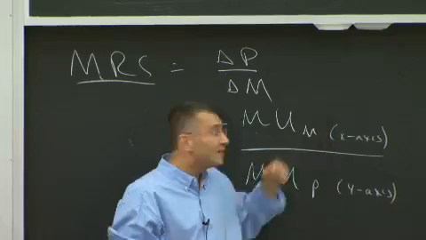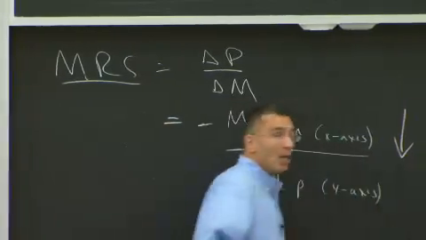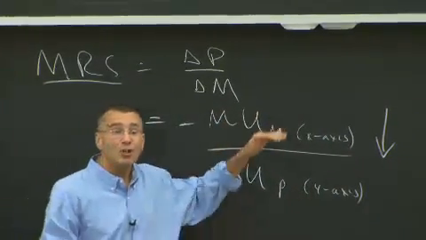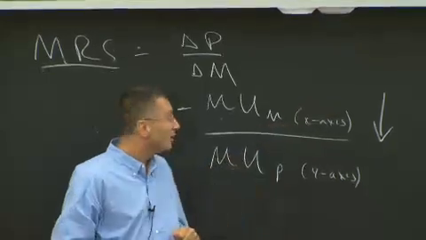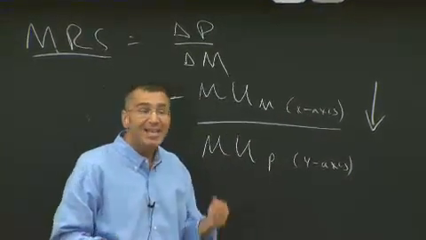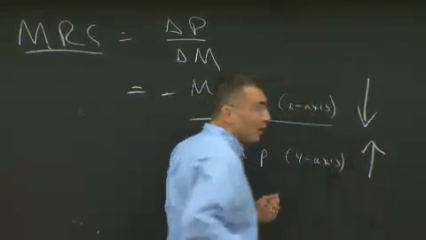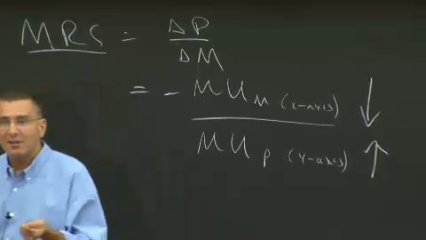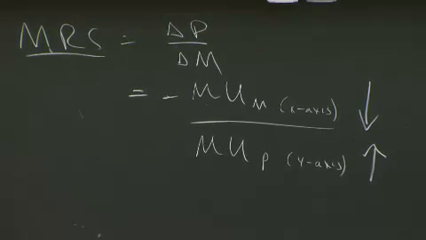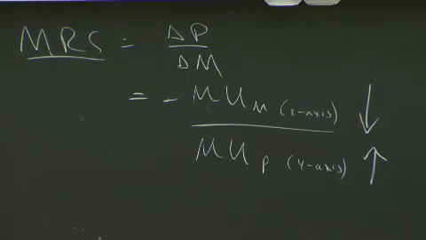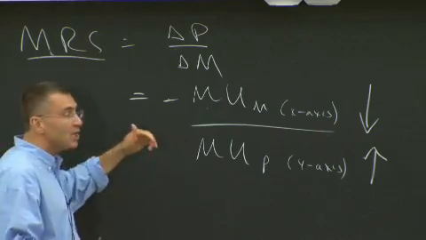It's decreasing, right? Because you're getting more movies, and marginal utility is a negative function of quantity. Likewise, the marginal utility of pizza is increasing because you're getting less pizza, so you care about each pizza more. And that's why the marginal rate of substitution diminishes.